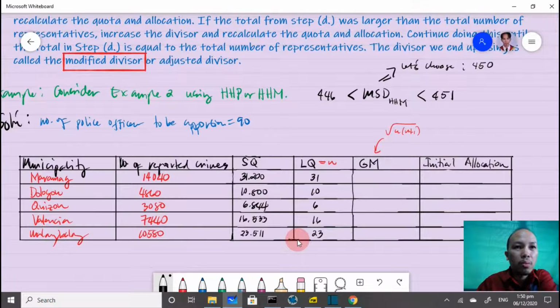So plug into the geometric mean formula. The square root of 31 times 32, this is the same as before. So the value is 31.496, 10.488, 6.481, 16.492, and then 23.495.